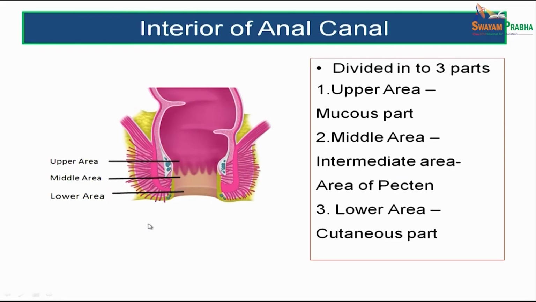Now, let us look at the interior of the anal canal. On looking at the interior of the anal canal, you can see that it is divided into three parts. We divide that as an upper area, which is called the mucus part, then a middle area, which is the intermediate area, also called the area of pecten or transition zone, and a lower area which is called the cutaneous part. I will be describing in detail the three parts of the anal canal on an interior examination.